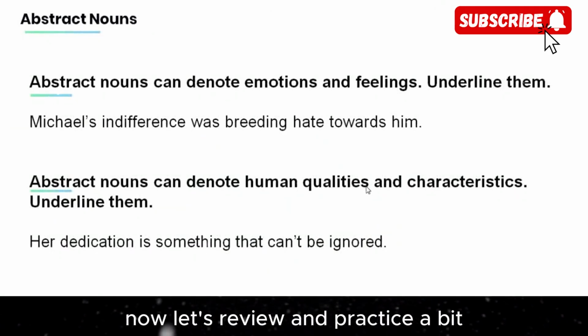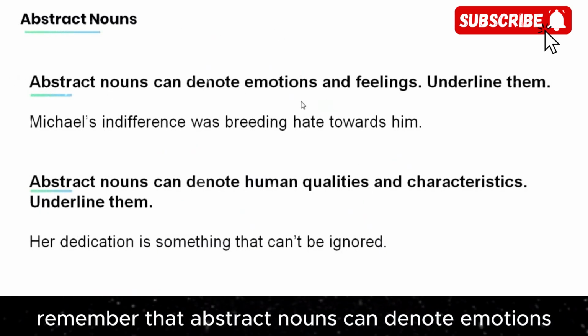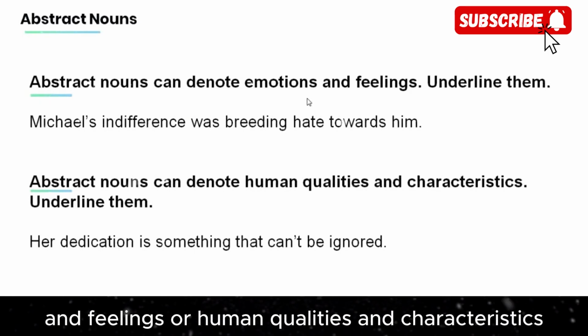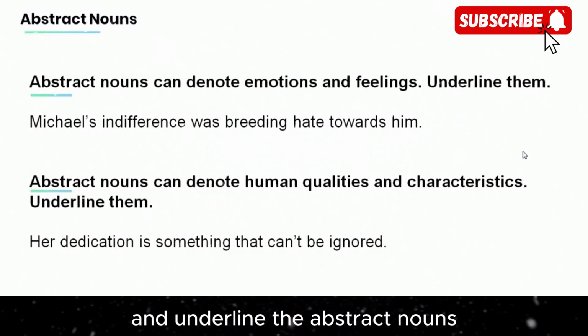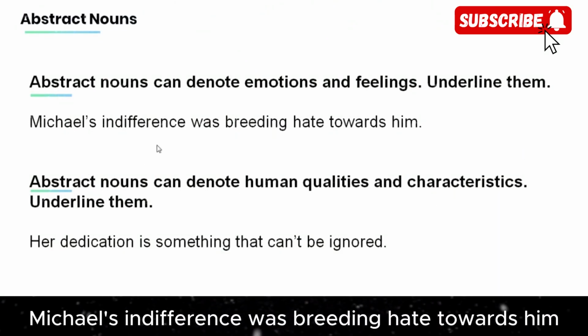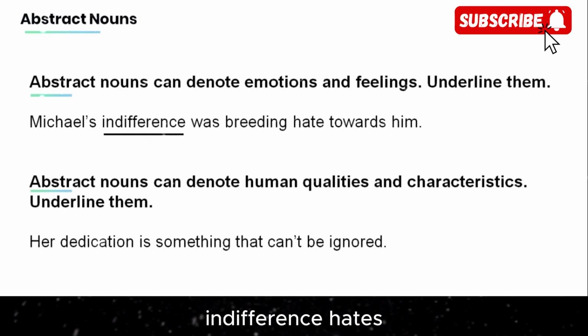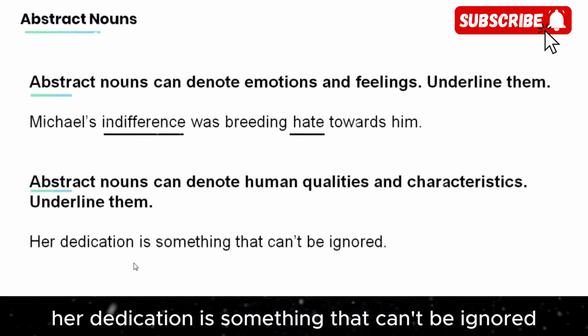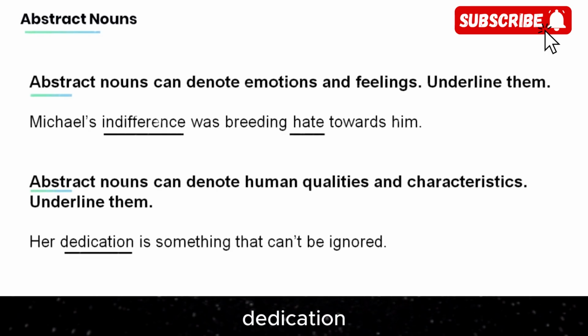Now let's review and practice a bit. Remember that abstract nouns can denote emotions and feelings or human qualities and characteristics. Now have a read of the following sentences and underline the abstract nouns. Michael's indifference was breeding hate towards him. Indifference, hate. Her dedication is something that can't be ignored. Dedication.